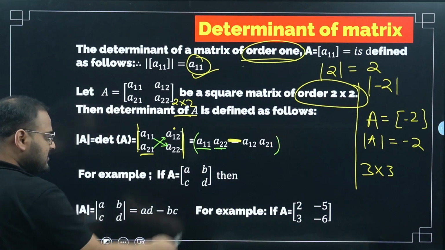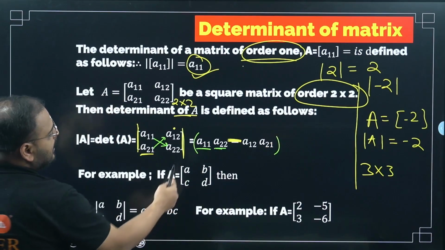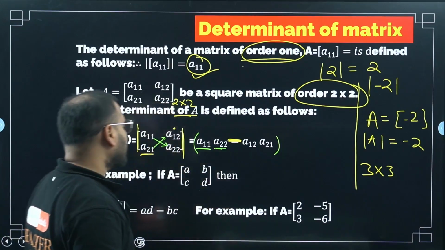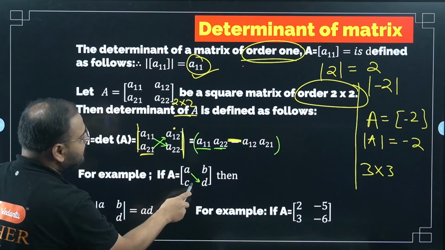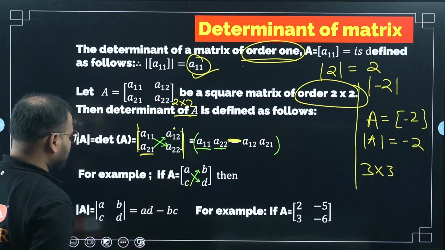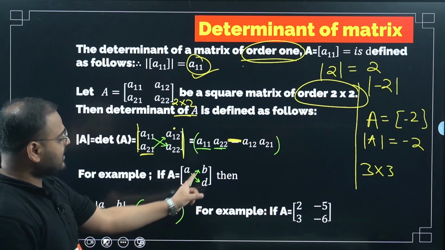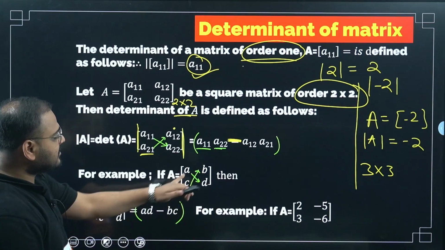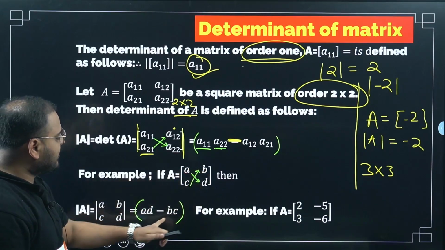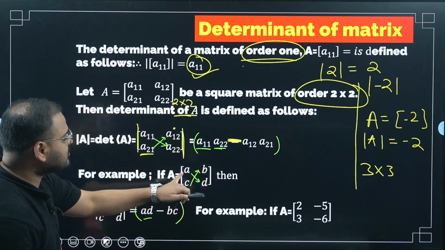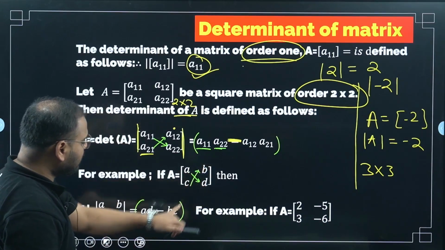So what is the example here? A, B, C, D. Four elements means a 2 cross 2 square matrix. How will I do it? AD minus BC. When I'm considering A, I'm not considering B and C, so AD comes in the multiplication. When I'm considering B, I'm not considering A and D, then only BC comes into the matter.